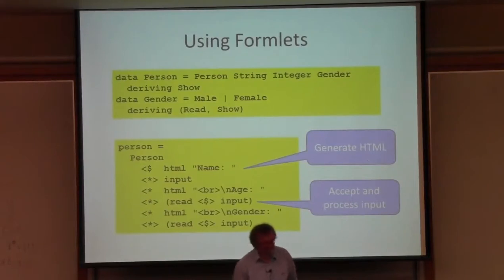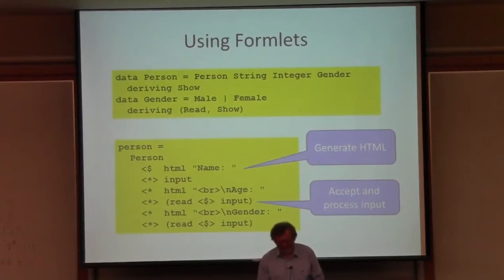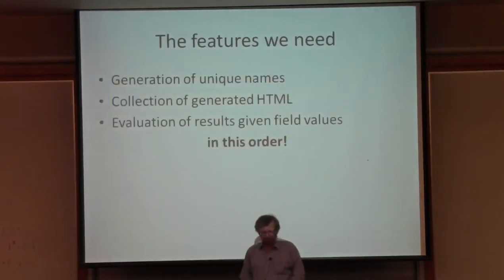So I'm showing you nano formlets, which only provide this business of generating input fields and recovering their values. But you can see that this is now very nice code. It uses the applicative functor interface, and there's no reference any further to the names of those fields. It's all in one file. It's simple. So let's see how to implement that.